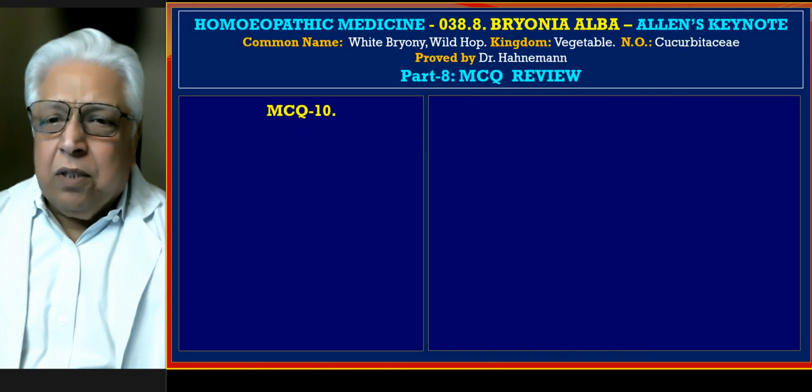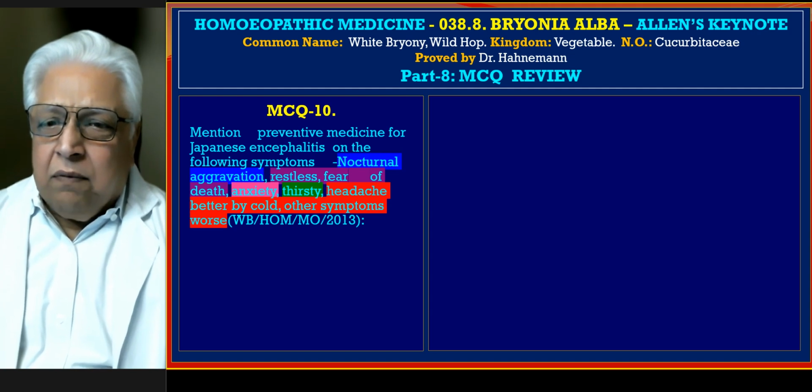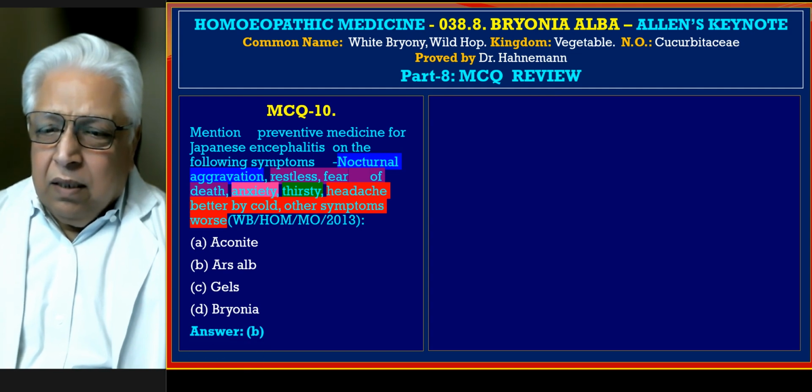We go to MCQ 10, and in this we find mentioned a preventive medicine for Japanese encephalitis with the following symptoms: nocturnal aggravation, restlessness, fear of death, anxiety, thirst, headache better by cold, other symptoms worse. We have the following variables: A is Aconite, B is Arsenic album, C is Gelsemium and D is Bryonia. The answer is B, Arsenic album.